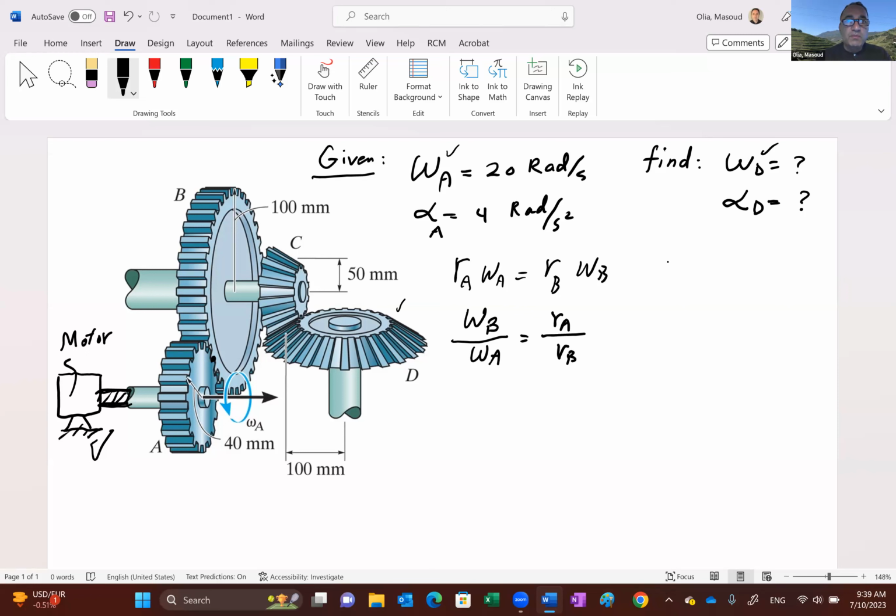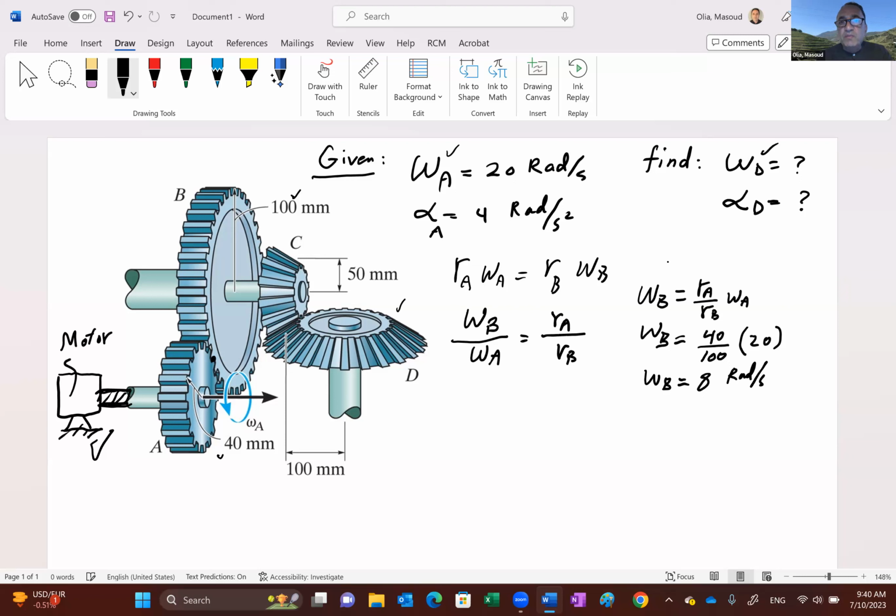So in this case, gear B being larger has a radius of 100 millimeters. Gear A has a radius of 40 millimeters. So that means gear B's speed is going to be slower. I'm going to solve for omega B. That's RA over RB times omega A by just rearranging. So notice that RA is 40, and it doesn't matter if it's millimeters or meters, it's a ratio, over 100 times the omega that is given. So in this case, omega B becomes 8 radians per second.